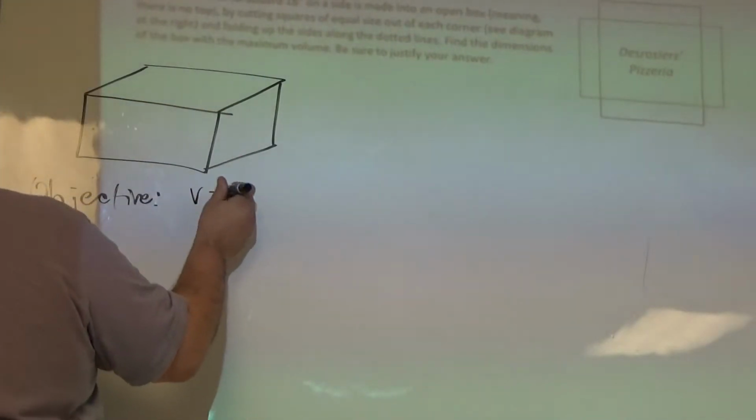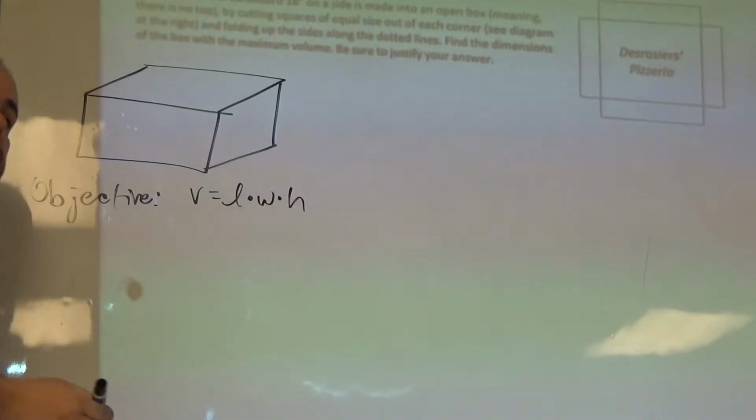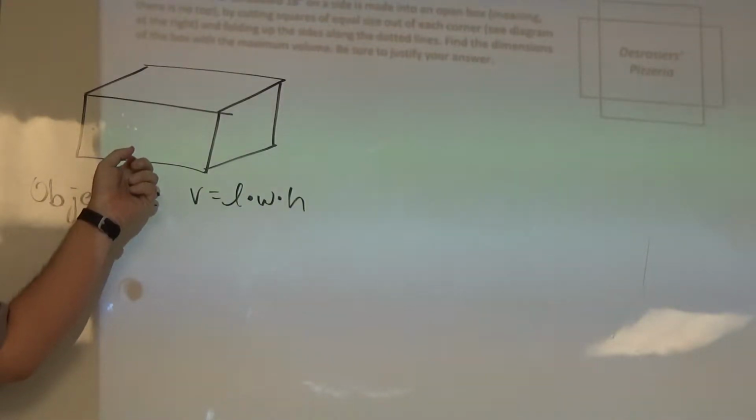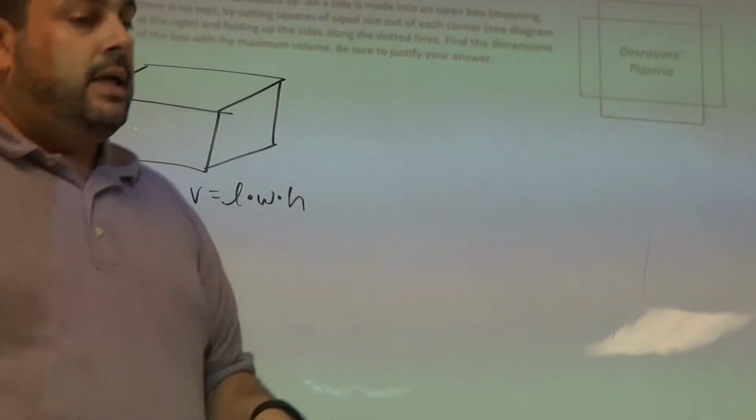So my volume, right, I picked a nice friendly shape. You guys know that volume is length times width times height. Now here's where the geometry is going to get tricky. How long is the box? How wide? How tall? That's what we're looking for.